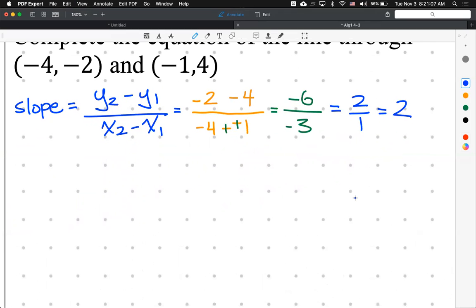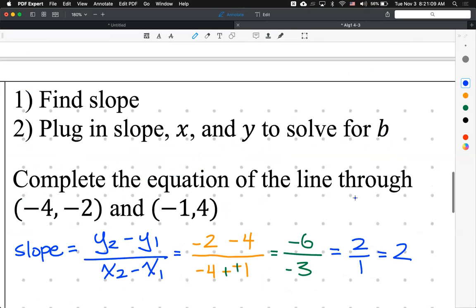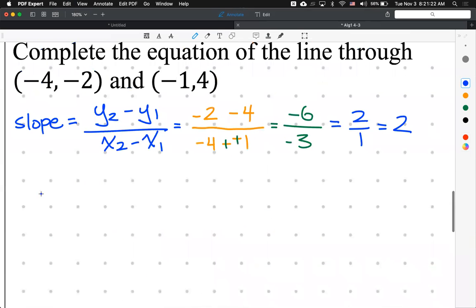Okay. We did step 1. Step 1 was find the slope. We can give ourselves a giant check if you'd like. Now we're on to step number 2. We need to plug in the slope, x and y, and then you'll solve for b. What do I mean by that? You'll set up the original equation, y equals mx plus b. That is slope-intercept form that we've been going over and over again.